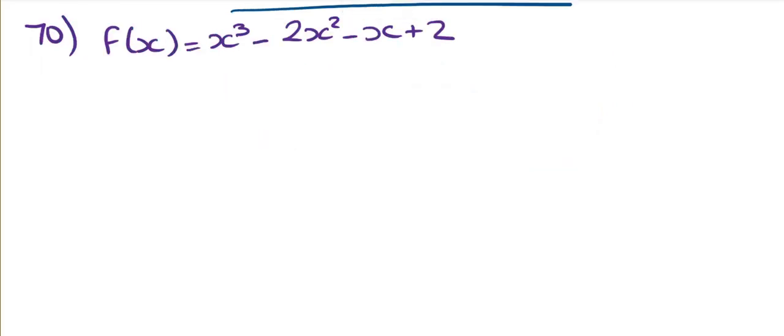Okay, so question 70, we have another cubic, but if we look at this one, we can see we have 4 terms. And if we have 4 terms, we can factor by grouping.